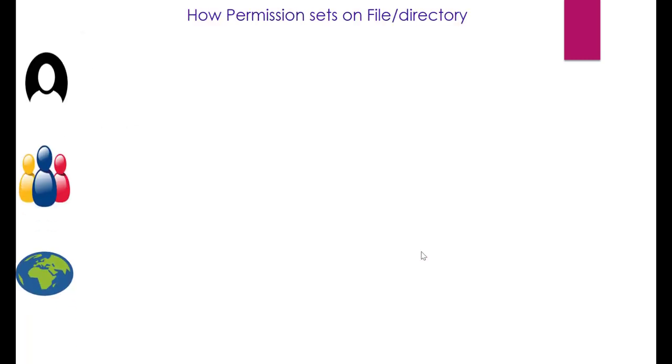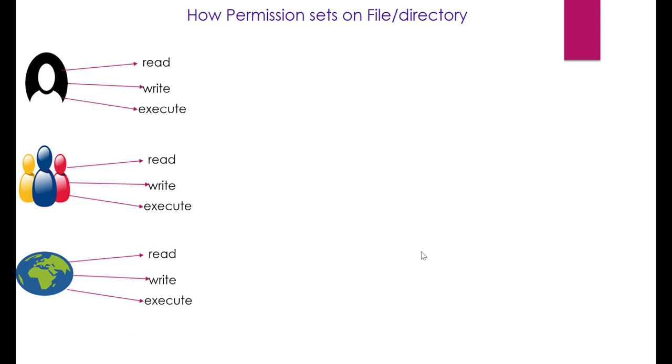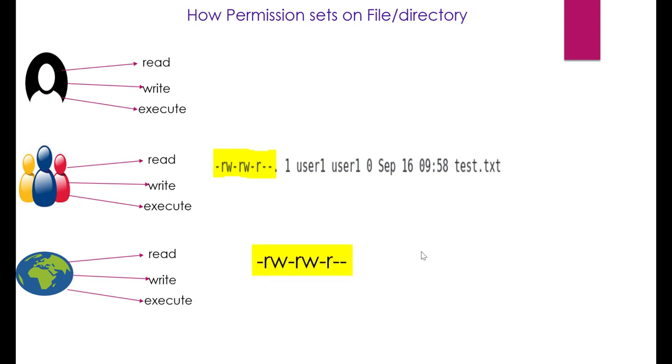So in a nutshell, a file can have three types of owners: user, group, and other, and each of these owners can have permissions like read, write, and execute. For example, this is an output of the ls -l command for a file called test.txt. Here, if you take the highlighted portion, the first letter indicates the file type. This we have already discussed in our earlier session. So in this case, the test.txt file is a regular file.